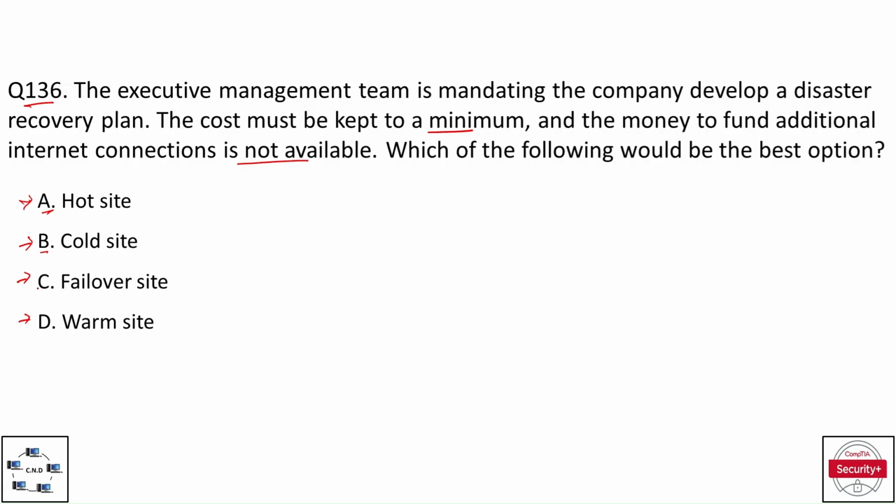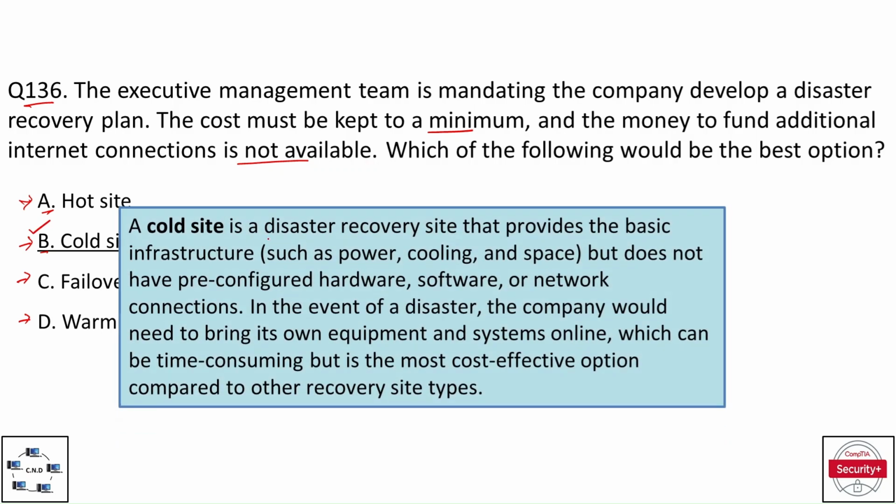And the correct option is option B, cold site. So a cold site is a disaster recovery site that provides the basic infrastructure such as power, cooling, and space, but does not have pre-configured hardware, software, or network connections. In the event of a disaster, the company would need to bring its own equipment and systems online, which can be time-consuming but is the most cost-effective option compared to other recovery site types.